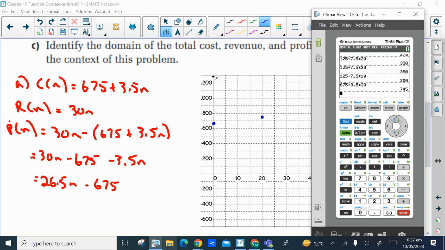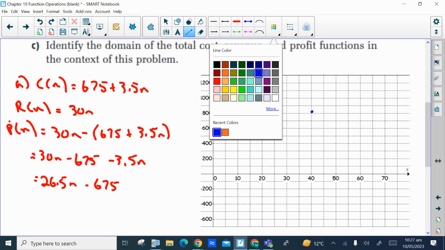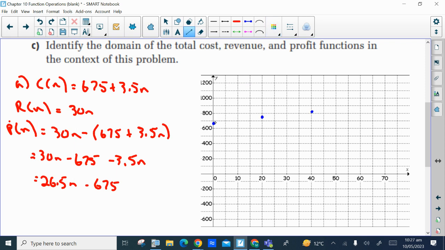Let's let n equal 40. So we'll change the 20 to a 40, and we get 815. So 40 comma 815, approximately there. So there's the graph for the cost function.